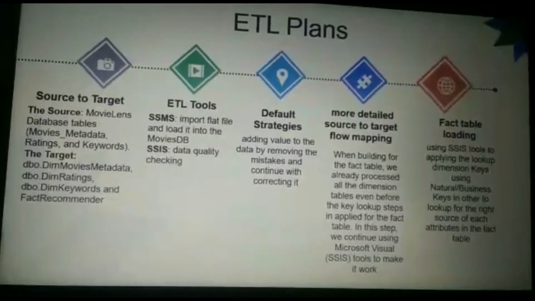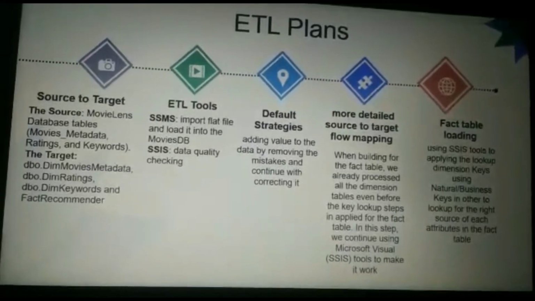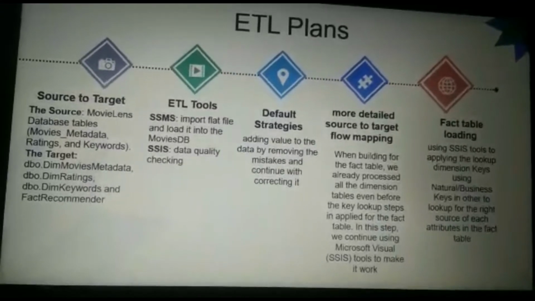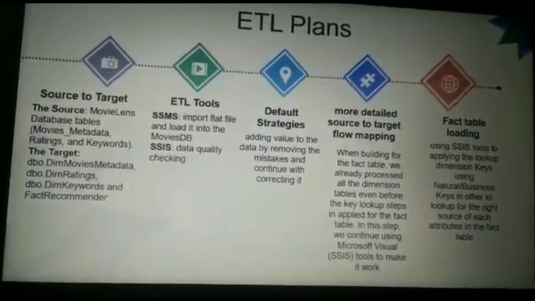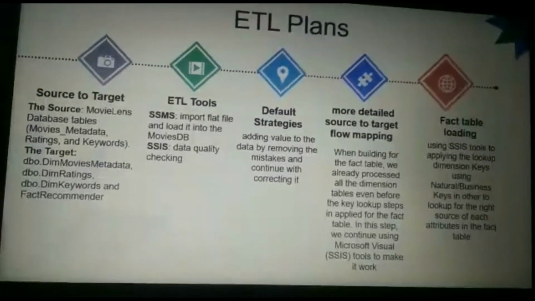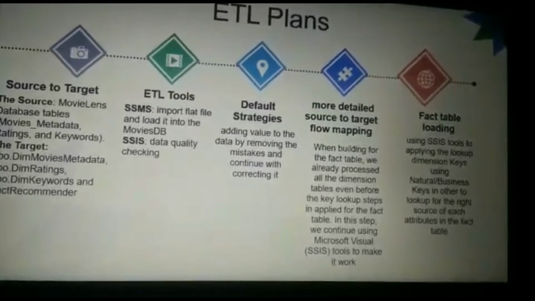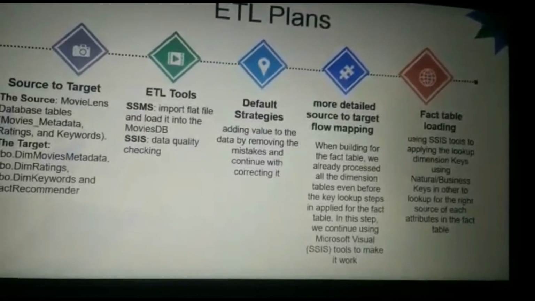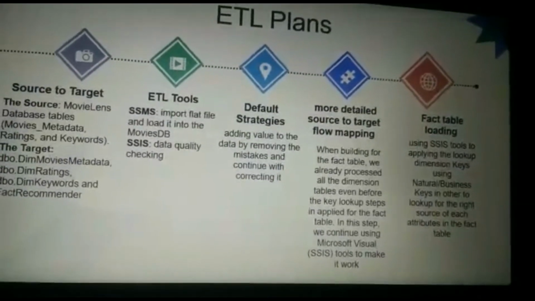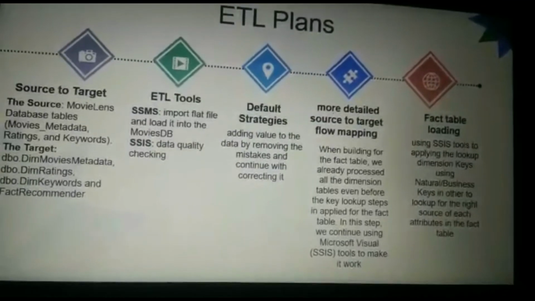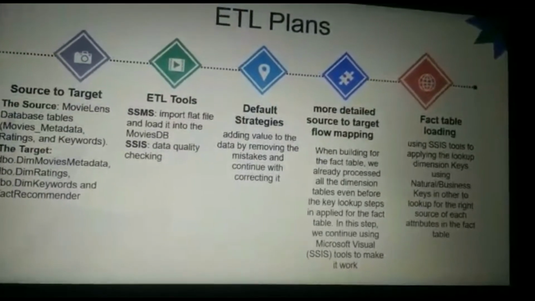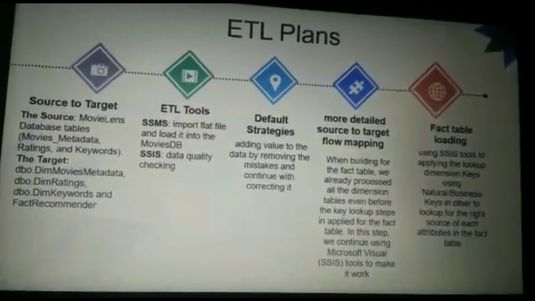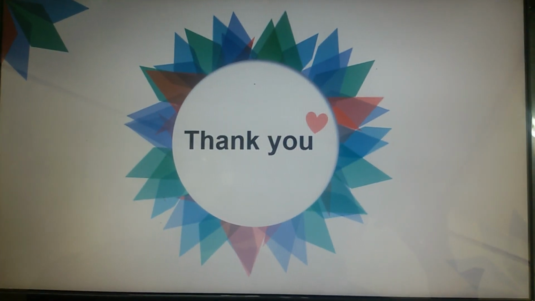When building the fact table, we already processed all the dimension tables in SSIS, even before the key lookup steps are applied for the fact table. In this step, we are also going to use SSIS. The last part is about the fact table loading. Also using SSIS tools, we applied the lookup of dimension keys using the natural key, which is the alternate key that we already created in each of the dimension tables, to look up the right source of each attribute in the fact table. That's all. Thank you.